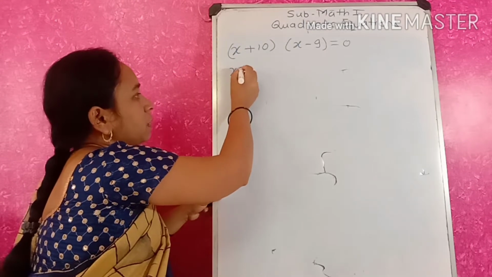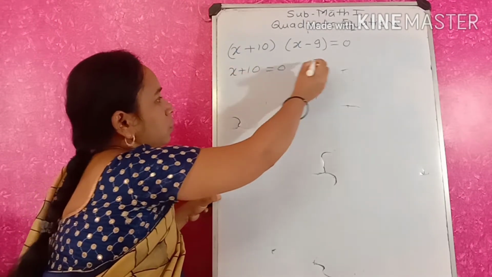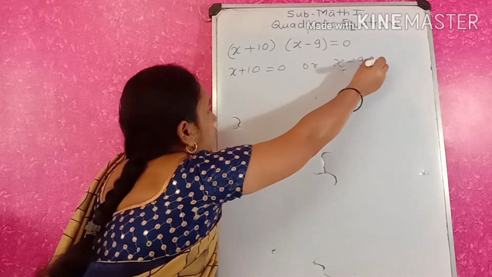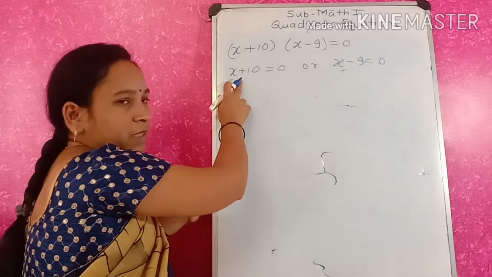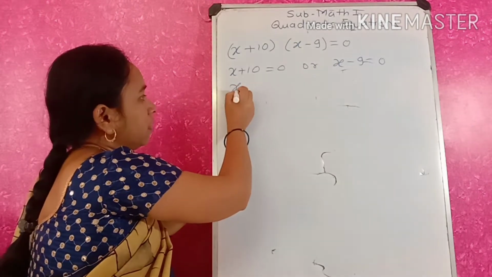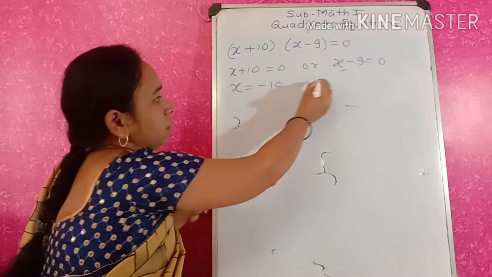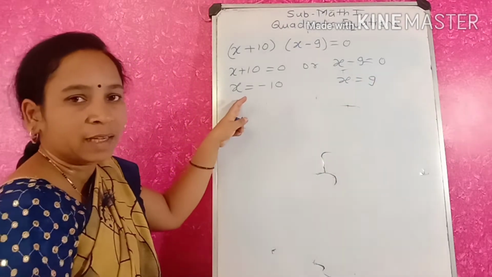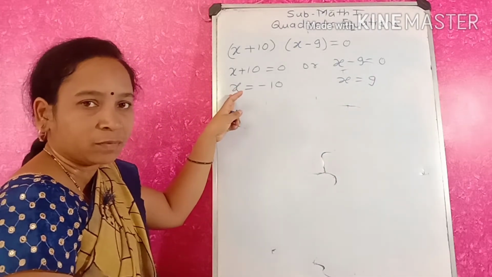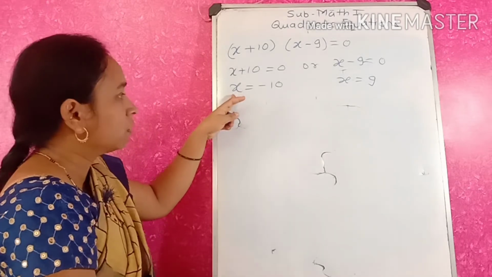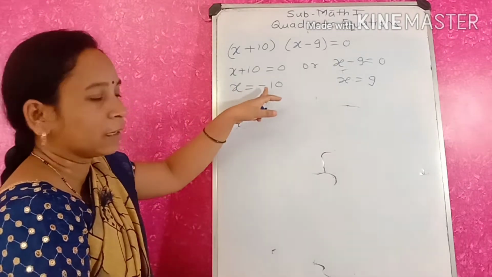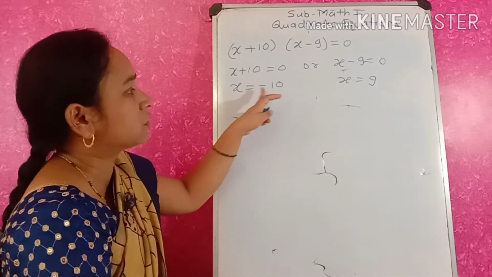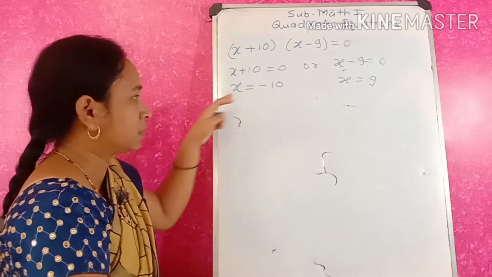So x plus 10 is equal to 0 or x minus 9 is equal to 0. x plus 10, transfer it on that side, x is equal to minus 10. Here you will get x is equal to 9. Now we have to find out the x value, that means the age of Pragati. So x is equal to minus 10 cannot be an age. It cannot be acceptable.